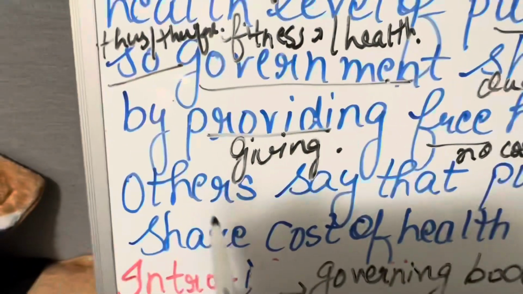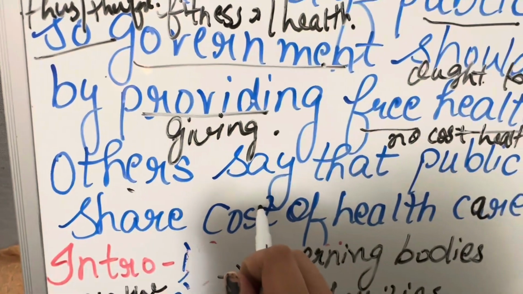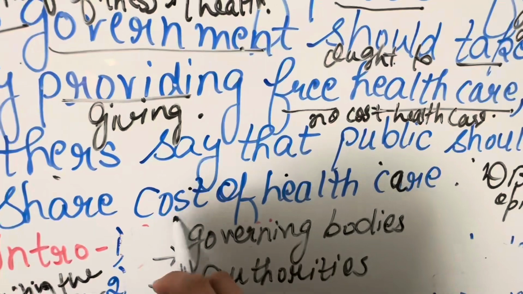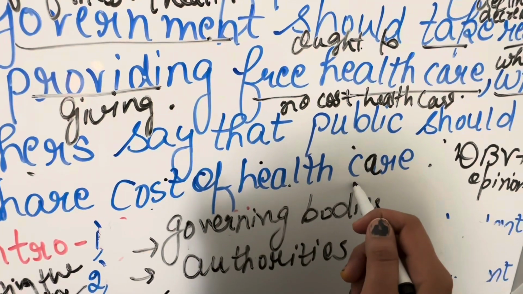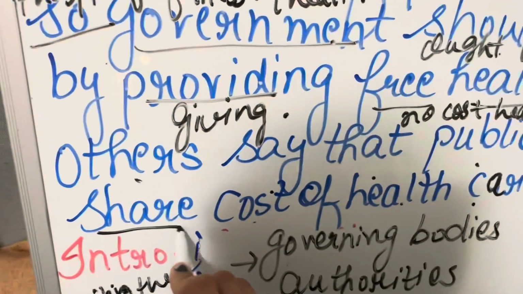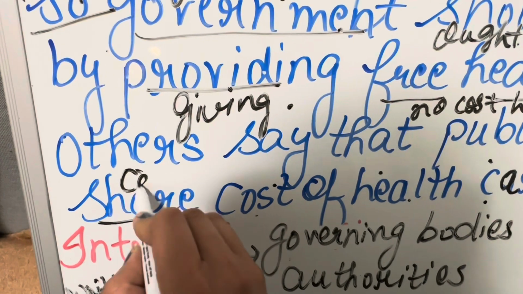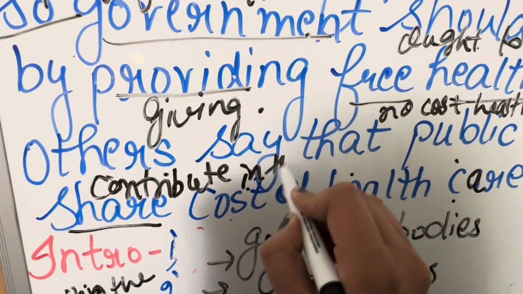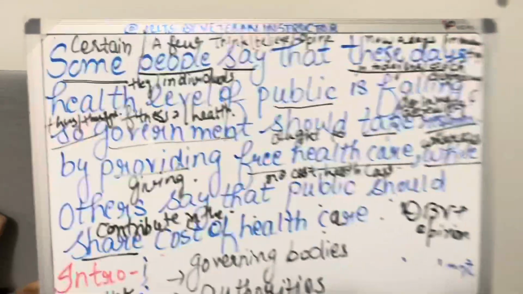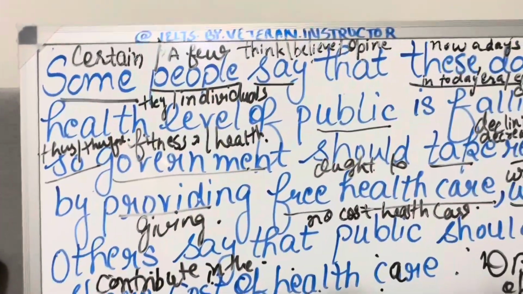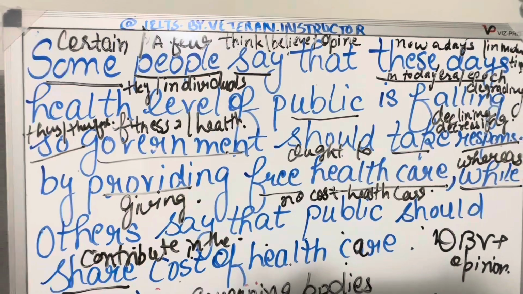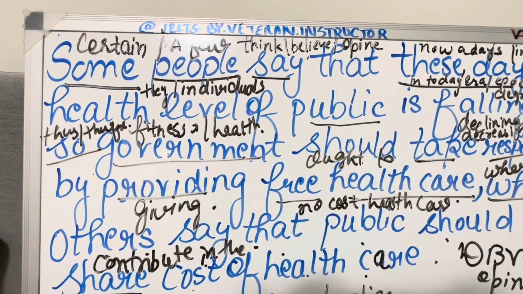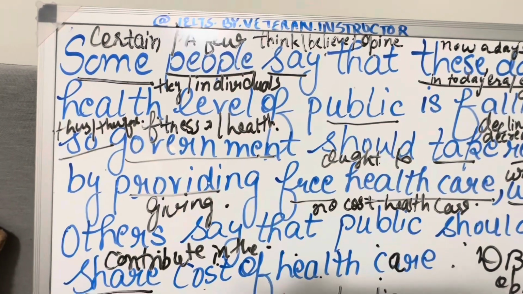As, others say that public should share cost of healthcare. Public should share, we can write contribute in the cost of healthcare. So I have given the possible synonyms for all the different words in the essays, and I have left a few words. But how will we write the introduction?